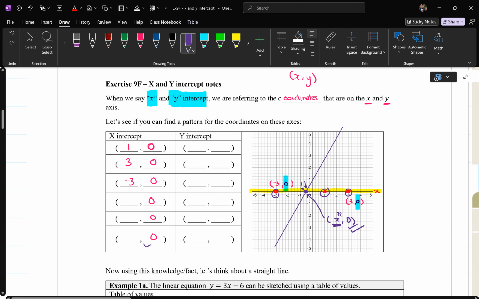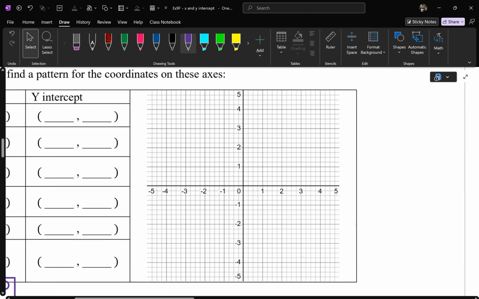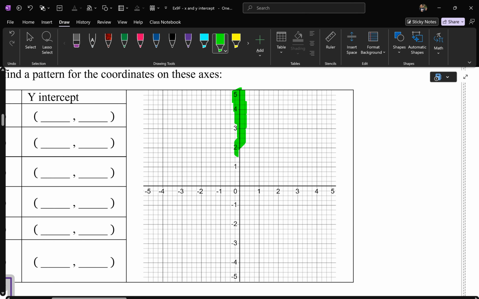Oh, maybe I should do it like this. Y is always 0. That's key. Okay? Then let's do the same thing now. Let's do another exploration. What about the y-axis value? So now we're going to look at the y-axis, which is this one.